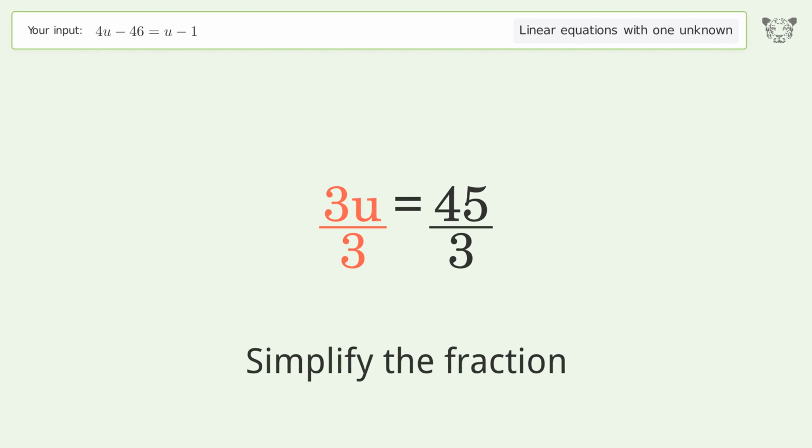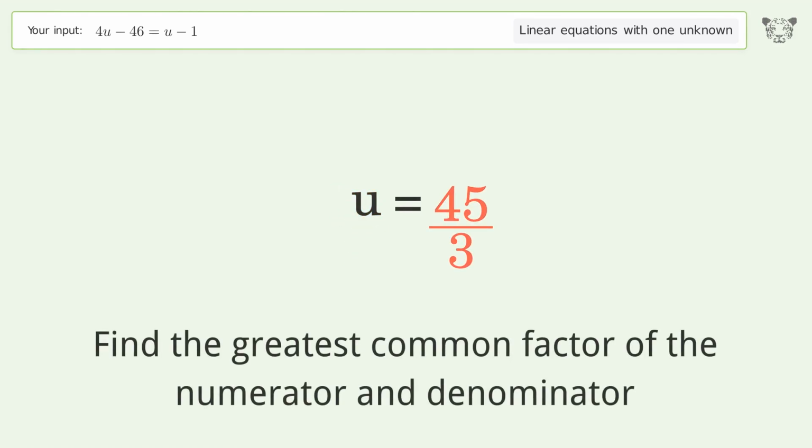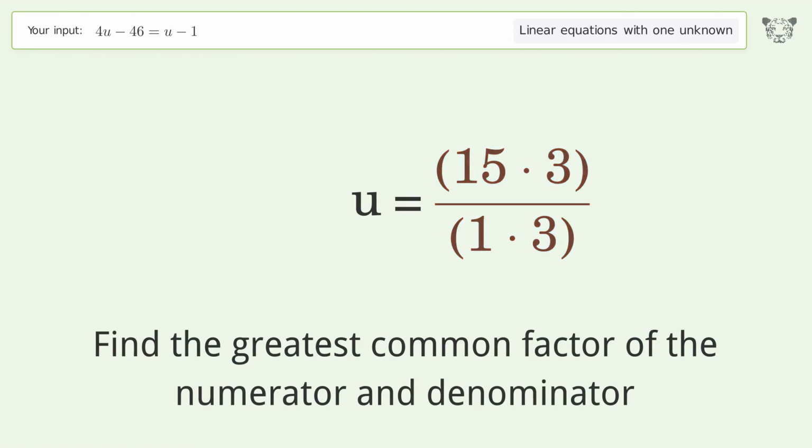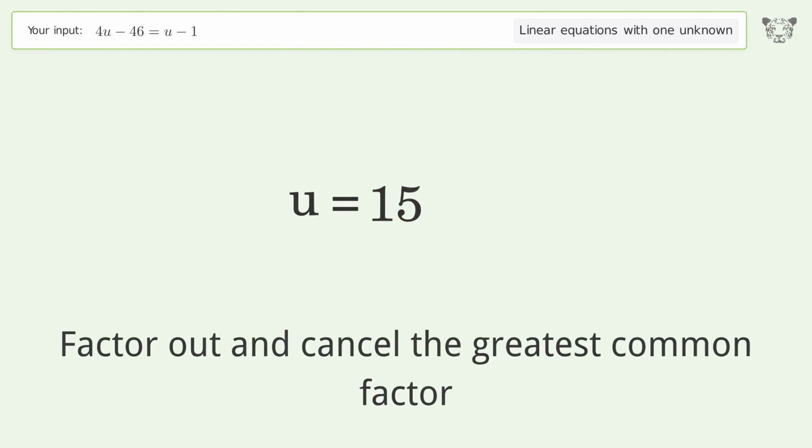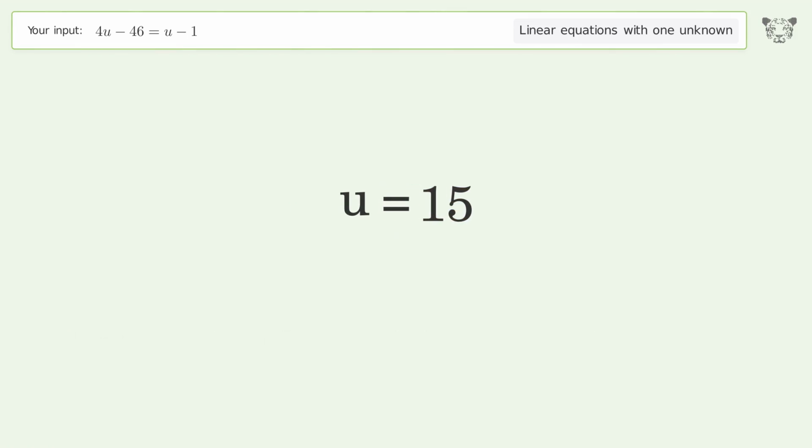Simplify the fraction. Find the greatest common factor of the numerator and denominator. Factor out and cancel the greatest common factor. And so the final result is u equals 15.